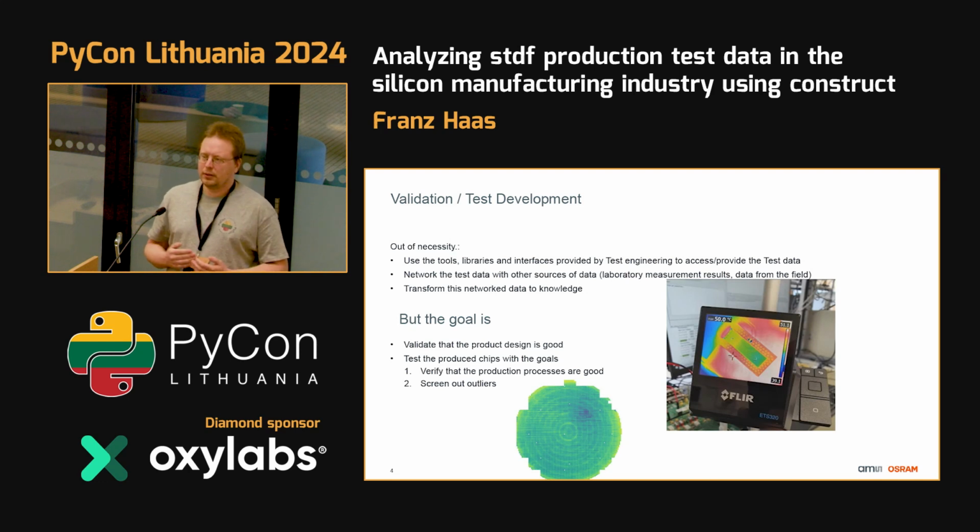And once that's done, in the production phase, we verify that the production process is still good, so that we don't have a situation where somebody mixed up some fluids or mixed up some masks or something, that is, we are still doing what we're supposed to do. And once that's clear, we want to screen out outliers. We don't look anymore if every chip is good, we only look if all chips are the same. That's what we do in validation and test development.